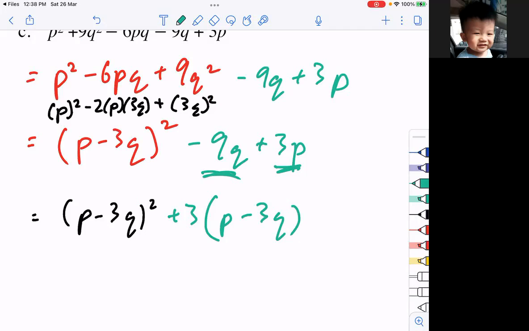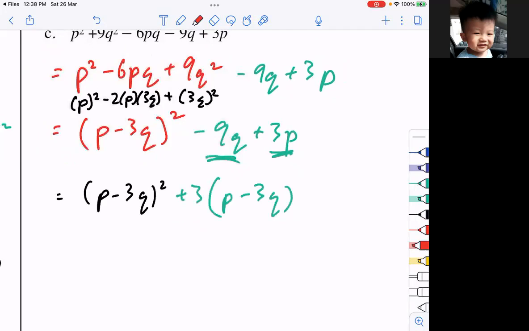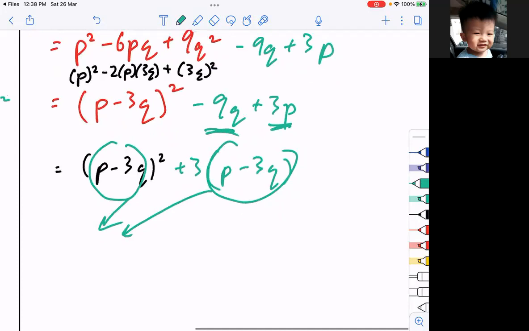Why? Because I saw something great. I saw something very nice. Can you see it? The bracketed stuff is exactly the same. P minus 3Q is being bracketed in term 1. P minus 3Q is also bracketed in term 2. There are 2 terms now, correct? And they both have P minus 3Q. So I factorize them. Squeeze out to the front. This is the grouping thing again.